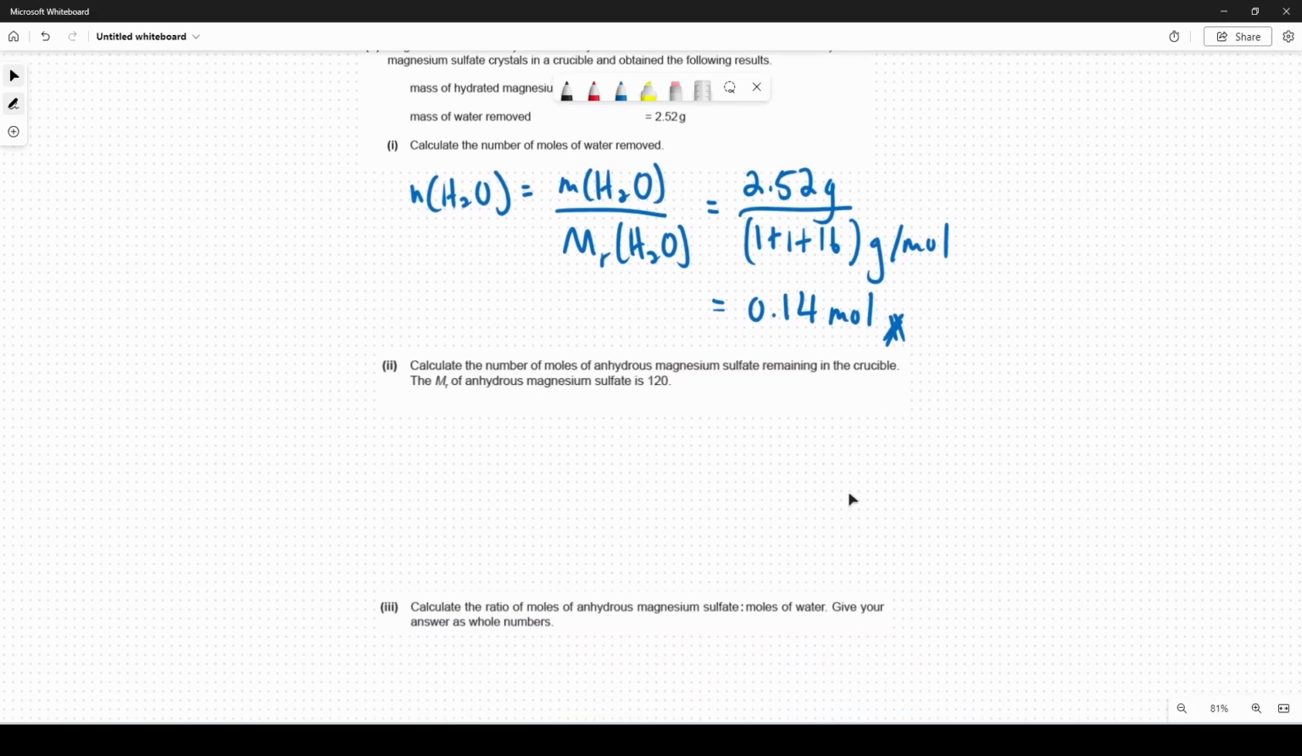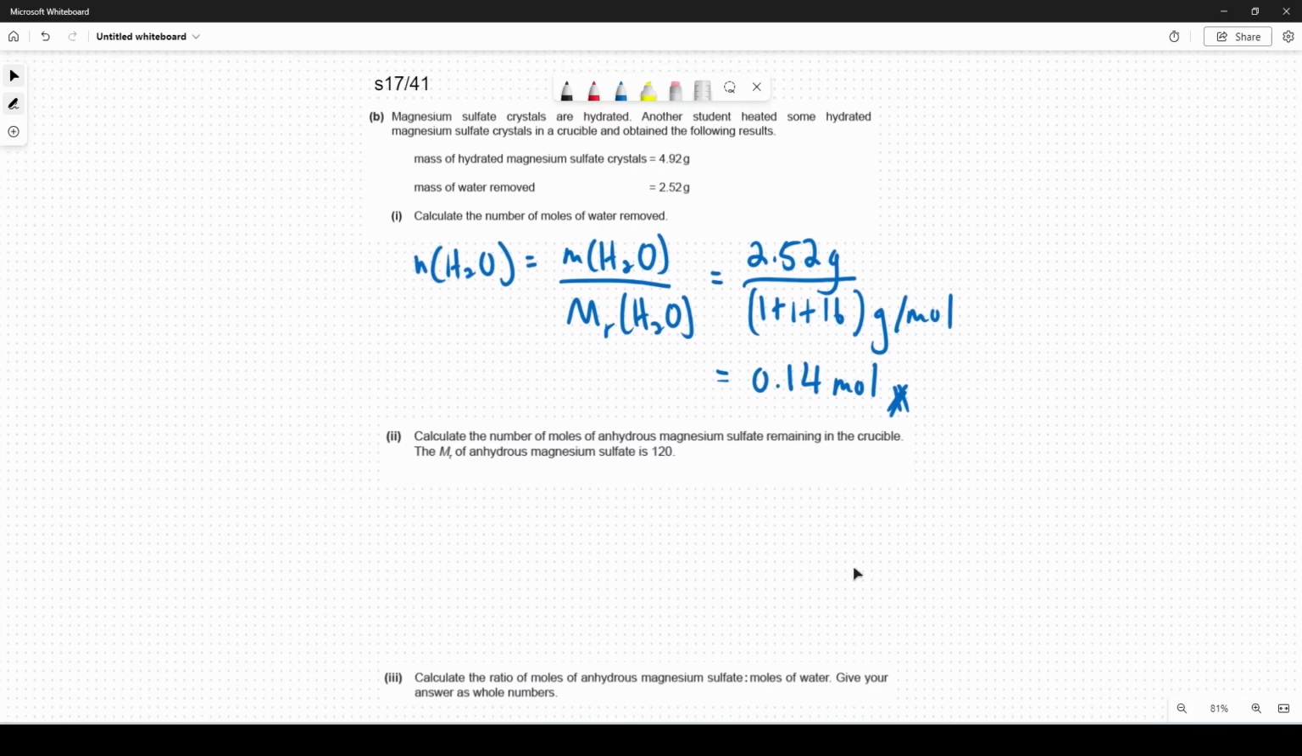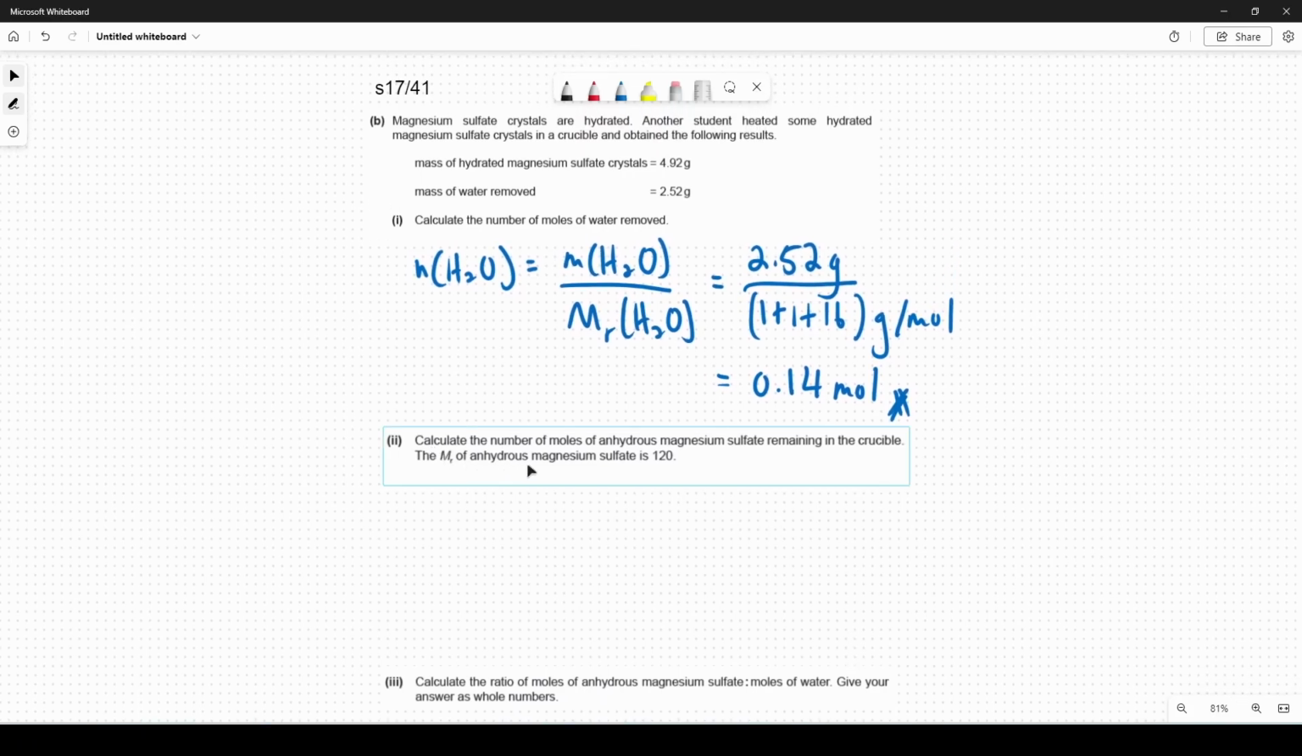In the next part of the question, they want us to find the number of moles of anhydrous magnesium sulfate that remains in the crucible. They give us the molar mass of the anhydrous magnesium sulfate. Anhydrous means that water has been removed from the hydrated crystals. So similar to above, as long as they're asking us to find the number of moles and we have the mass in grams, the relationship to use is that the number of moles is equal to the mass in grams divided by the molar mass.